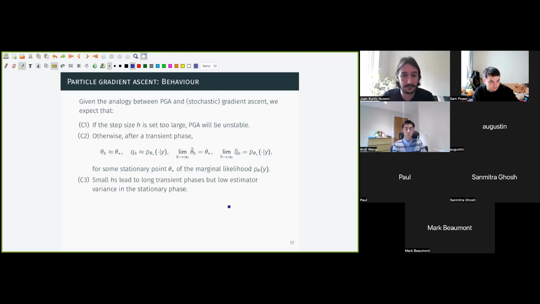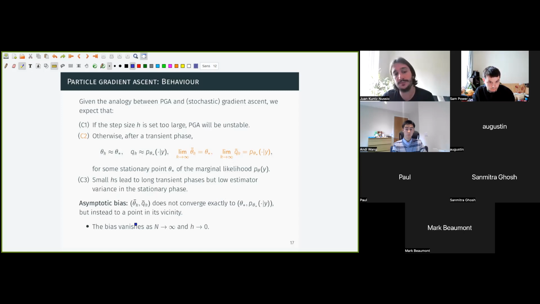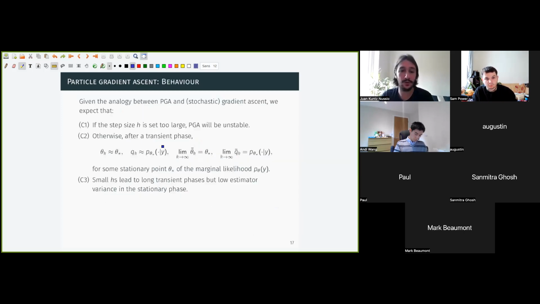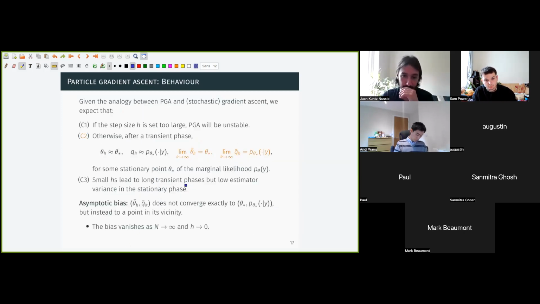Now, when we tried this in practice, this is what we saw, up to one caveat. And the caveat is that the time averages don't actually converge to an optimum of f, or a stationary point of f, I should say, but instead to a point in the vicinity of an optimum. And this is really not surprising, because if you look at this, we're here reliant on Euler chains, and Euler chains are biased, right? So it's not strange that we also get a bias here, and one that does not go away asymptotically.